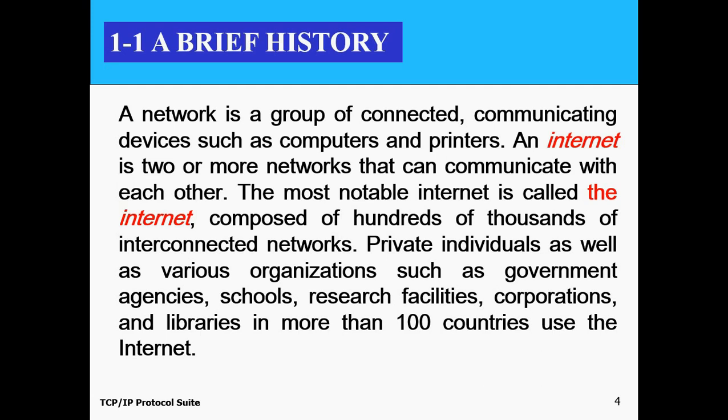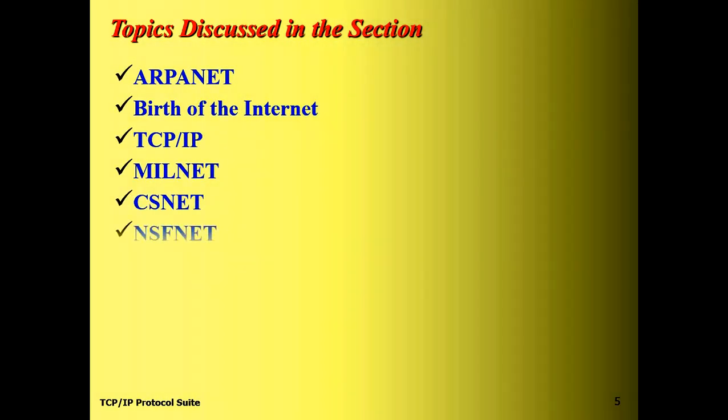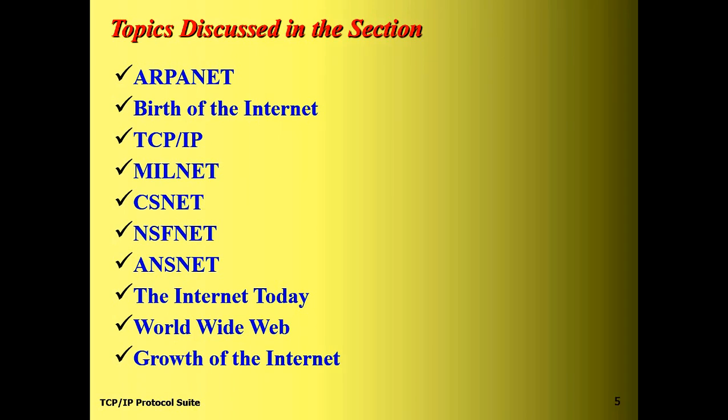So there is your home network, there is your school network, there is your, say, office network. So different types of networks are connected by means of the internet. So the internet is a network of networks. The most notable internet is called the Internet, composed of hundreds of thousands of interconnected networks. Private individuals as well as various organizations such as government agencies, schools, research facilities, corporations, and libraries in more than 100 countries use the Internet. The topics discussed in this section will be ARPANET, the birth of the Internet, TCP/IP, MILNET, CSNET, NSFNET, ANSNET, the Internet today, the World Wide Web, and the growth of the Internet.